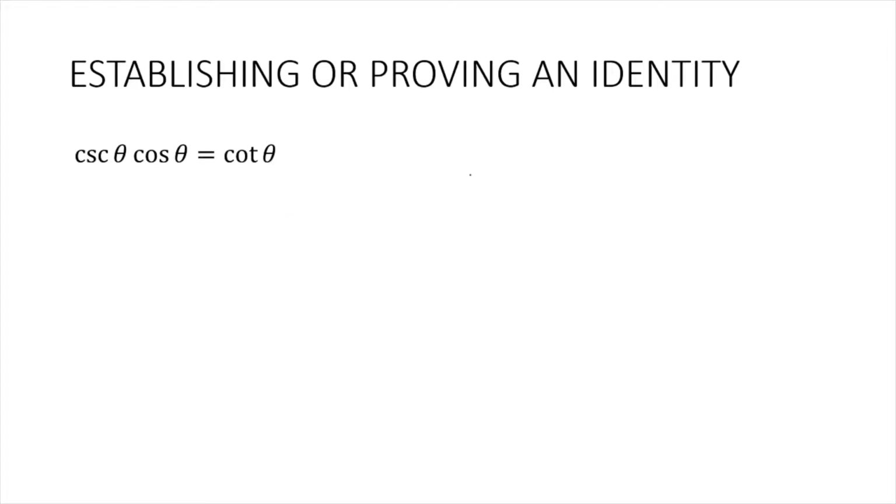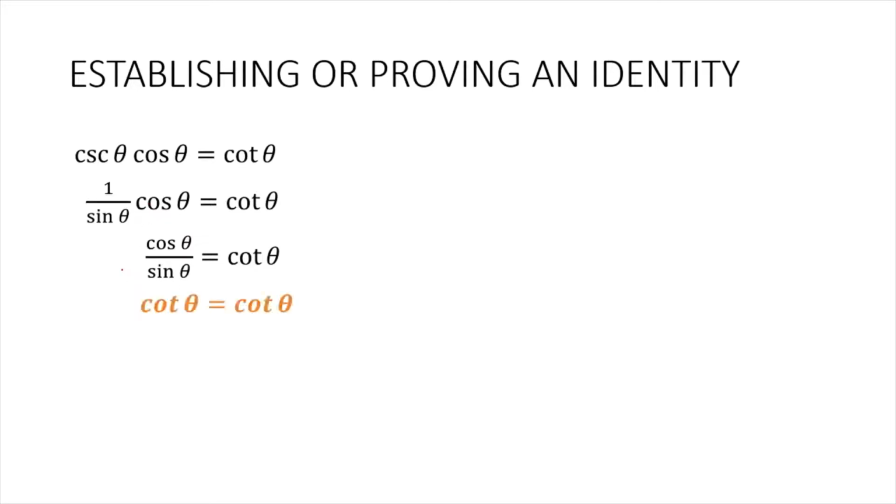We can start by applying an identity for the cosecant function. Remember, this is the reciprocal of the sine function, so that we can write it as 1 over sine theta. So 1 over sine theta times cosine theta gives us cosine theta over sine theta. This ratio actually is equivalent to cotangent theta, and so we established the identity.